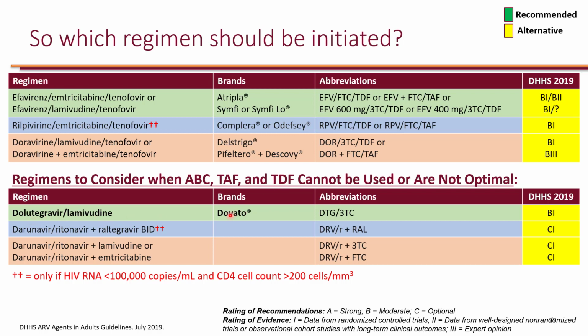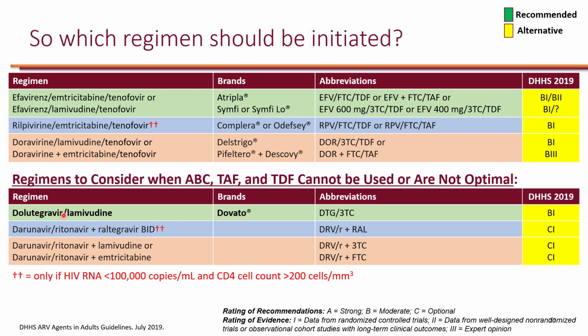So Dovato, which only has one agent as the backbone, is in violation of the general rule that you want two NRTIs as the backbone plus a third agent. This has one agent as the backbone plus dolutegravir, and this actually is very effective. Because this is relatively new, the evidence for its use is still limited since it just recently came to the market. So that's why it's an alternative for now until we get more data for it. But it's actually very well tolerated and very effective.